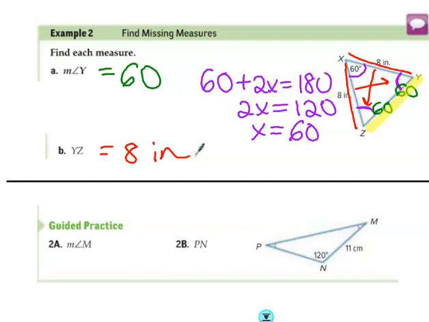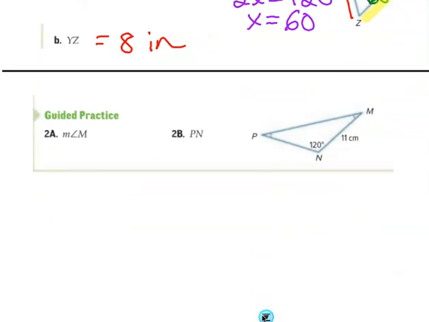Now I want you guys to try this guided practice. What information do you know? Is it an isosceles? Is it an equilateral? What do we know? So this is an isosceles because these two are congruent. They have little dashes, which means the opposite sides are congruent. So therefore, PN is also 11 centimeters.